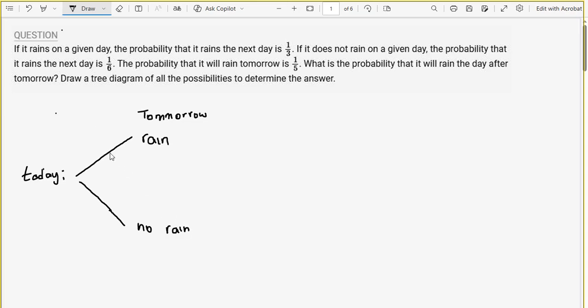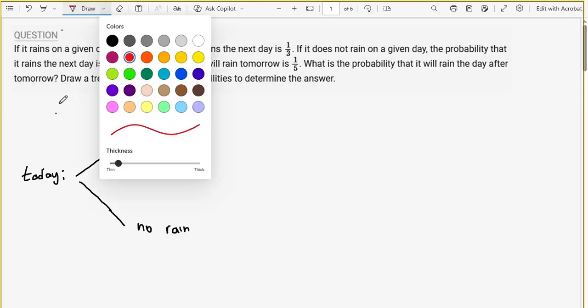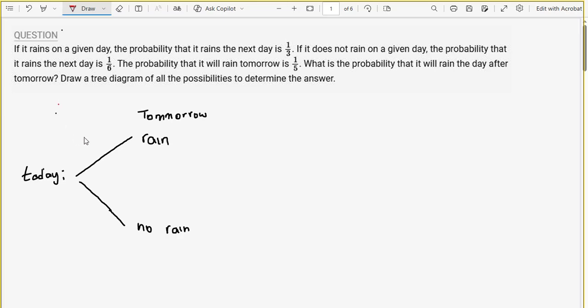So the probability that it rains is given: if it rains today, the probability that it rains the next day is going to be 1/3. So tell me, if the probability that it rains tomorrow is 1/3, what is the probability that there will be no rain tomorrow?